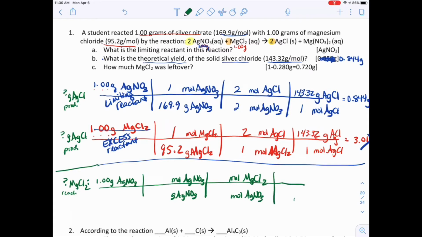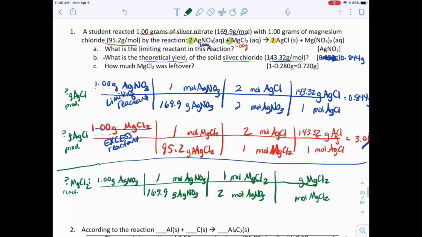And then we're going to go from moles of magnesium chloride to grams of magnesium chloride. So molar mass in 1 mole. Look at the reaction. So we're trying to go from magnesium chloride into silver nitrate. I'm sorry, silver nitrate and magnesium chloride. So 2 to 1. Make sure you get the numbers lined up right, and then we're going to do our molar mass, which was in the problem.